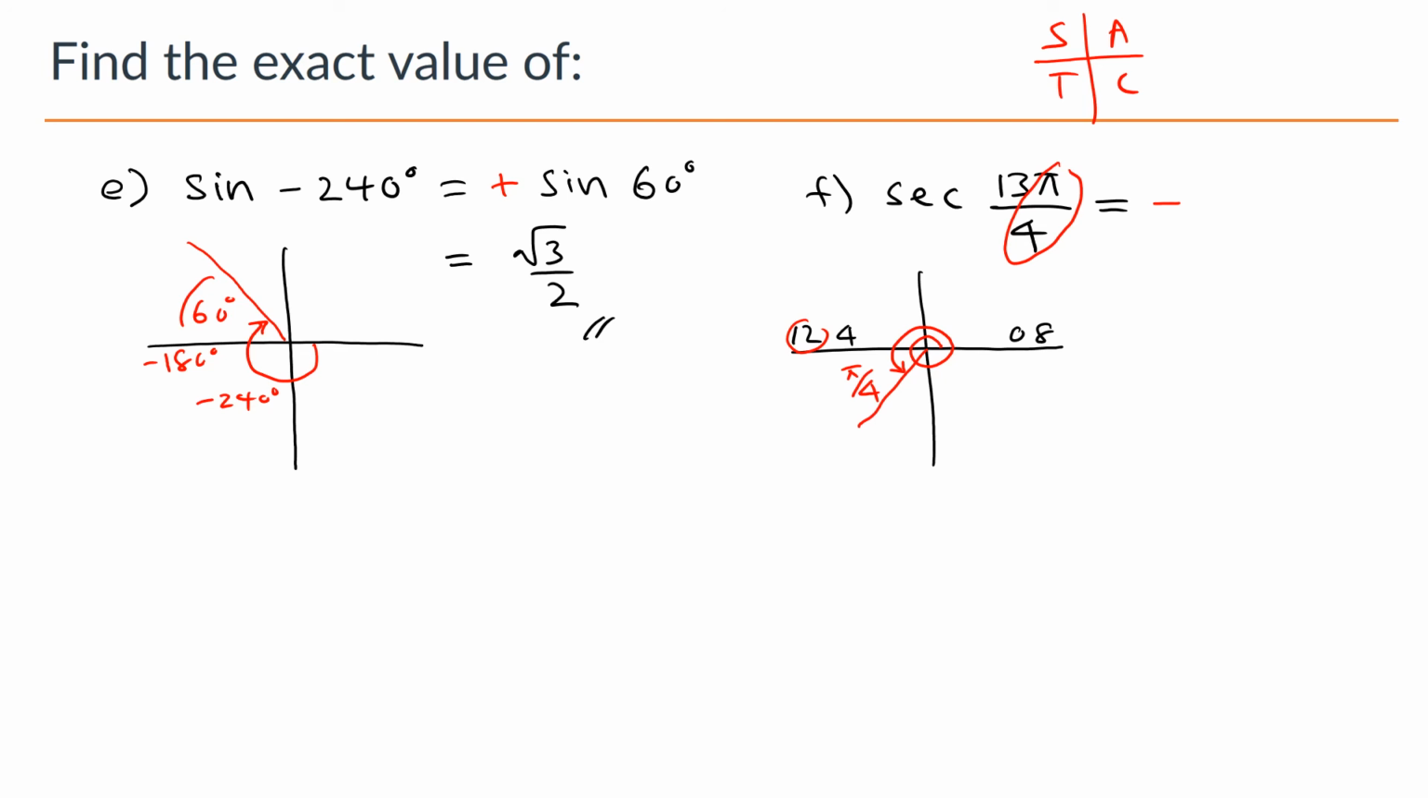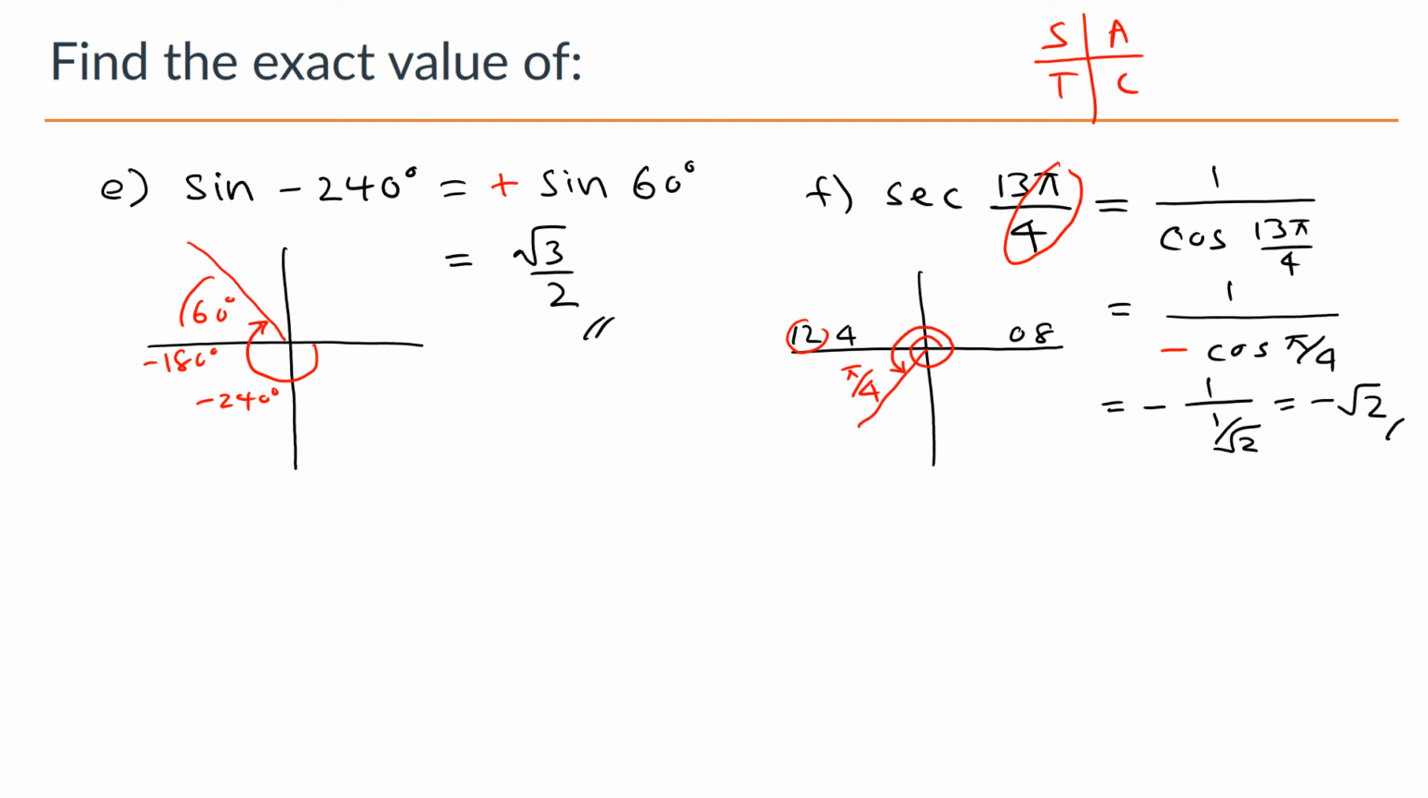Actually, what we can do for this problem is first write this as 1 over cosine of 13 pi over 4, and then we can do the sign. So 1 over, and we know that is a negative cosine, the reference angle is pi over 4. If you plug in, this is negative, so 1 over square root 2 over 2. Since this is 1 over 1 over, when you multiply the top and bottom by square root 2, you're going to get negative square root 2.